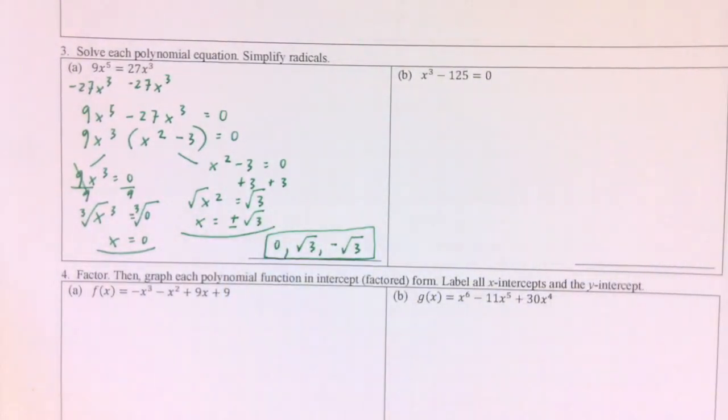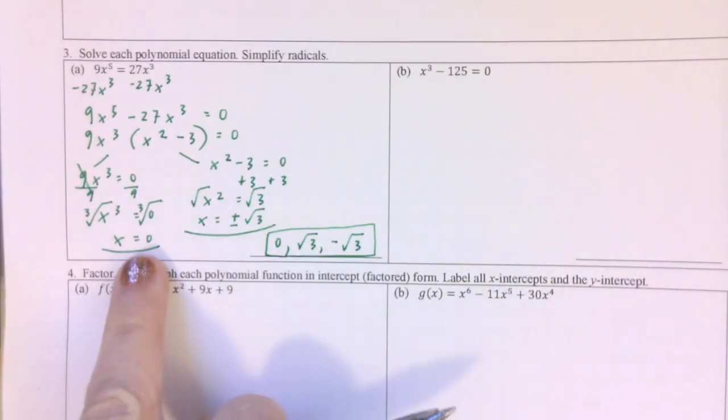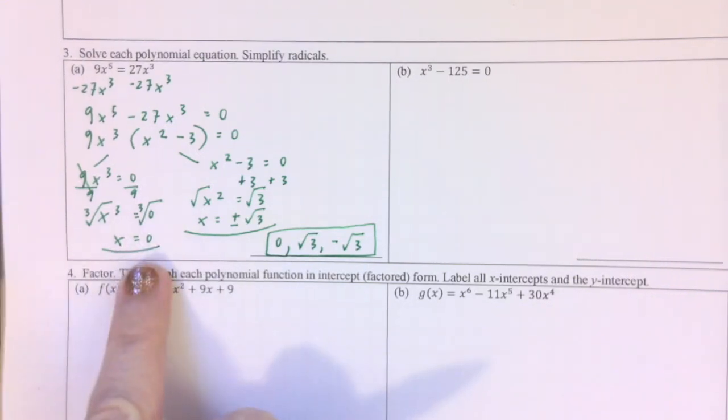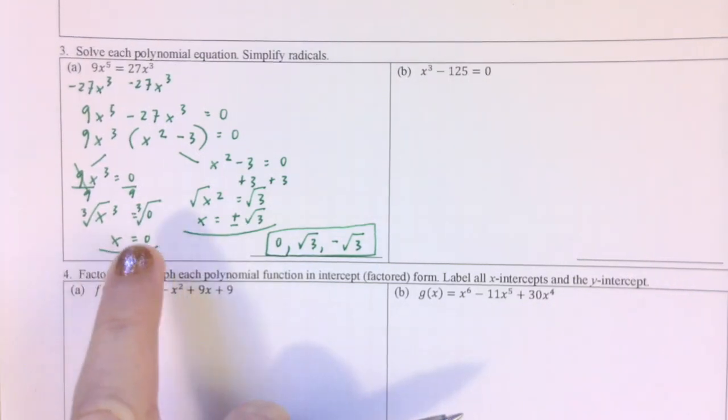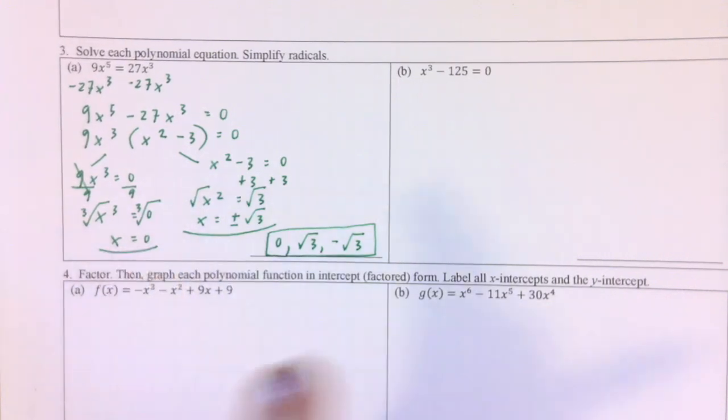Okay, so again, if I was graphing this, it would slice through at the origin, right? And it would have a little wiggle when it slices through because of that multiplicity of 3.